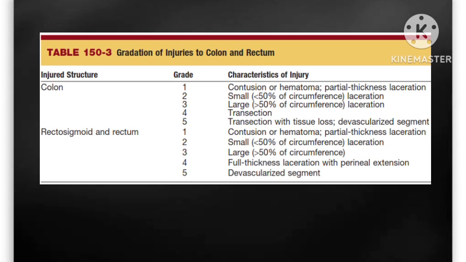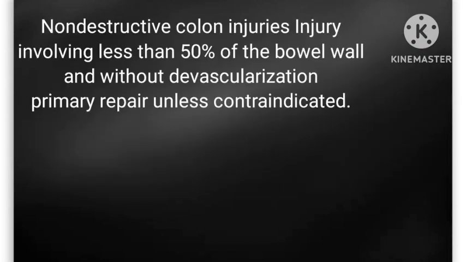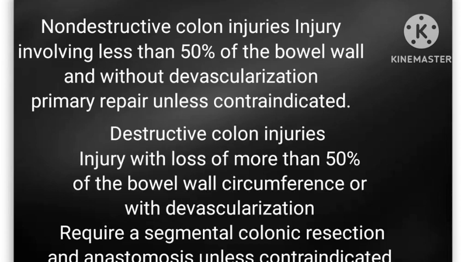This is a grading system for colorectal injuries. There are five grades for colonic injury and five grades for rectal injuries. If there is devascularization, it is considered grade 5. When we see the management based on the grade, non-destructive colonic injuries, meaning involving less than 50% of the bowel without devascularization, should have primary repair unless contraindicated. If it is a destructive injury involving greater than 50% of the bowel circumference, or with devascularization, resection and anastomosis or colostomy should be done based on the indications and contraindications.